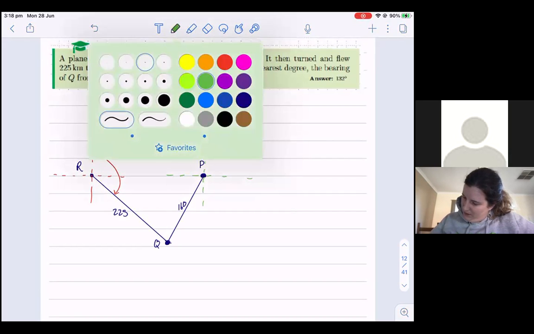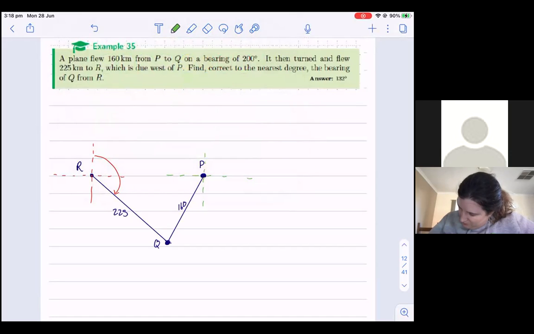What we know is that this bit is 20 because all the way around to here is 200, which means this bit is 20, which means this bit must be 70.